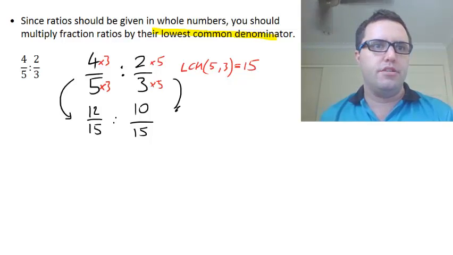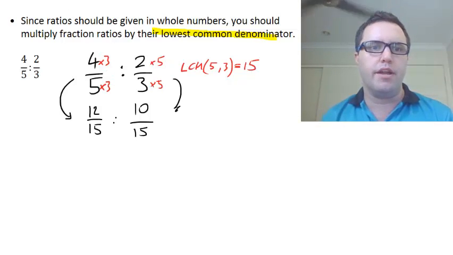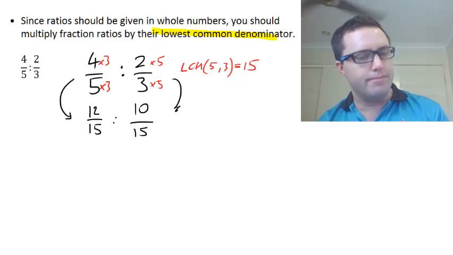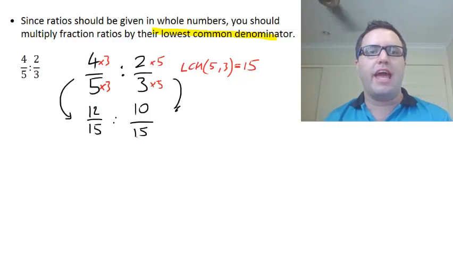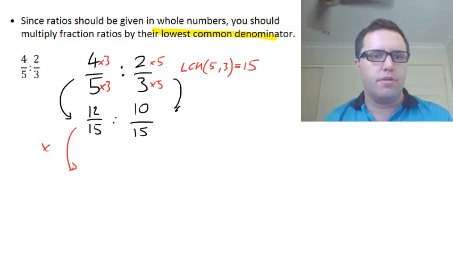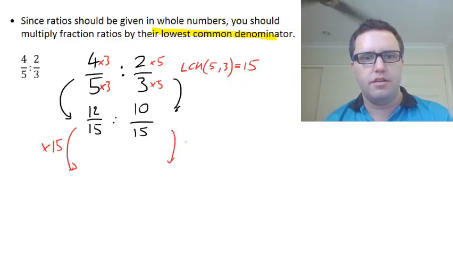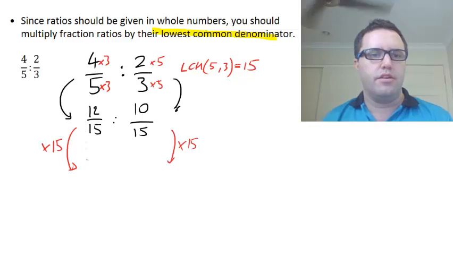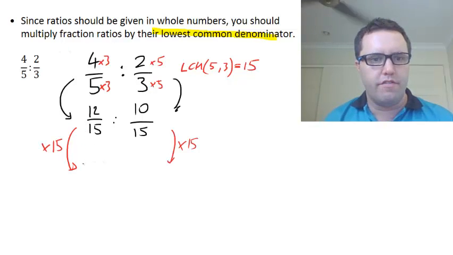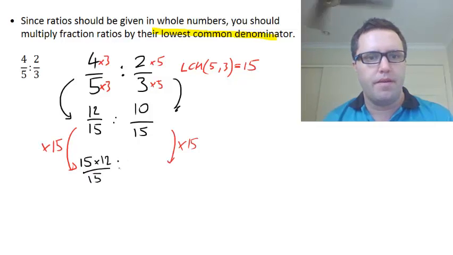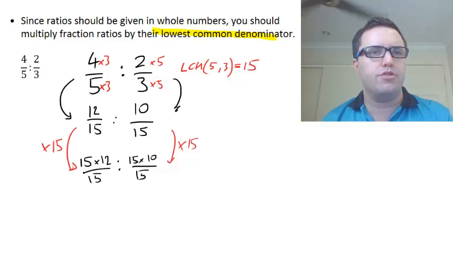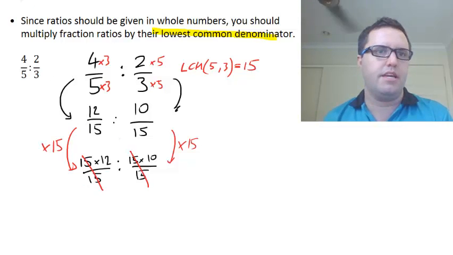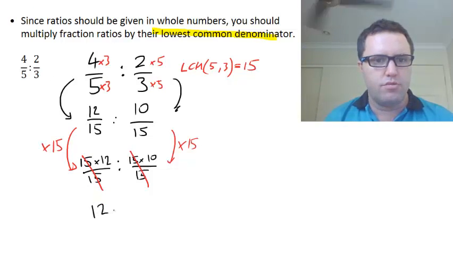Now, as you can see, I've just multiplied both sides by 1 because 3 over 3 and 5 over 5 are both 1. Okay, now that I've got 12 over 15 and 10 over 15, I'm going to multiply both sides by 15. Okay, and we will get, so I'll write the full version of this so you can see what's going on. 15 times 12 over 15 is to 15 times 10 over 15, and I'm sure you can see that the 15s cancel, and we're left with 12 is to 10.